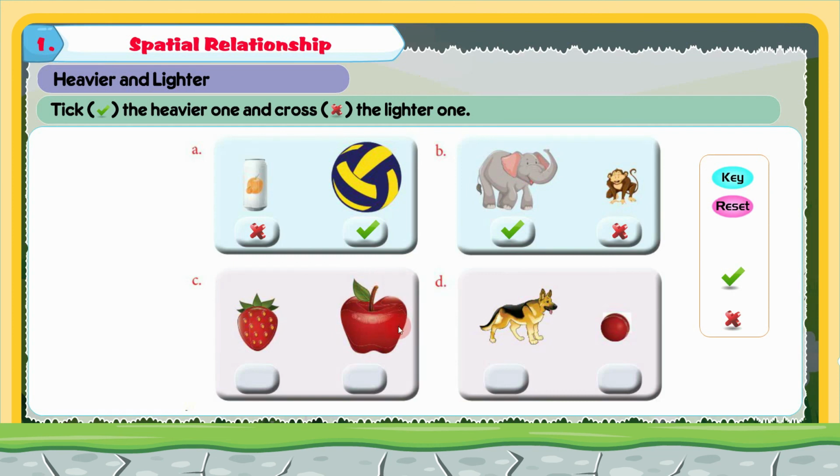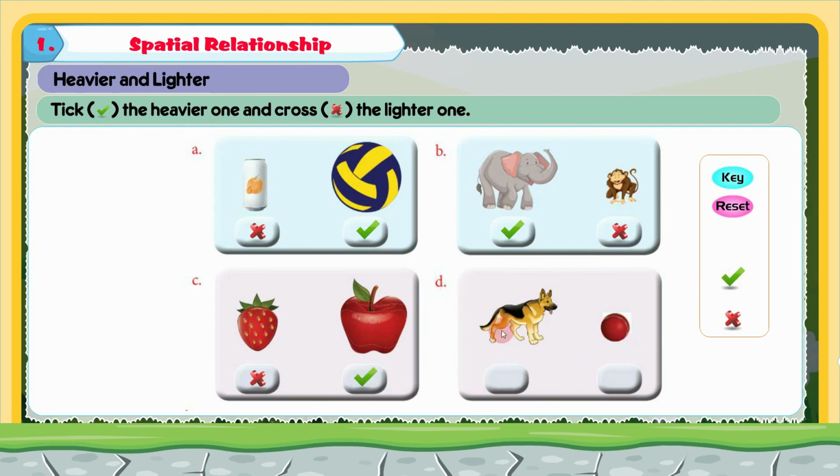in this picture we have an apple and a strawberry. So the apple is heavier than the strawberry and the strawberry is lighter than the apple. So we will put a cross mark for the lighter one, which is the strawberry, and the tick mark for the apple, which is the heavier one.